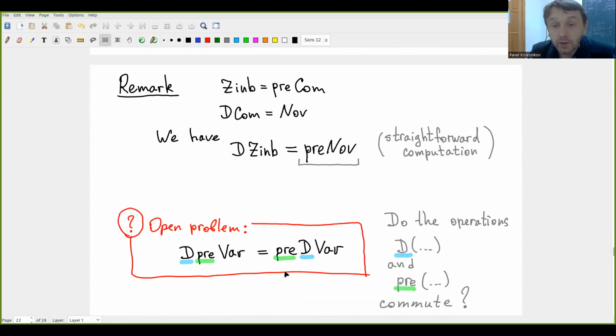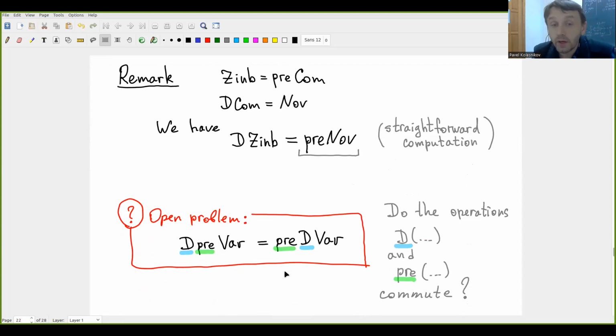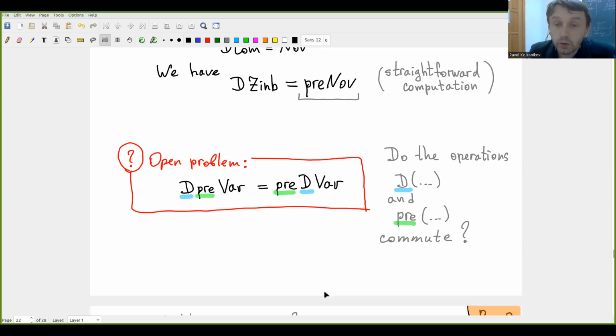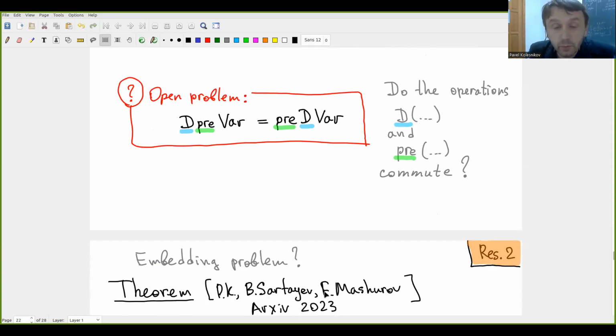This is a problem to which I do not know the answer. For every variety Var, these two operations, getting derived algebras and getting dendriform splitting, do they commute? I don't think this is the case, but still I don't have any counterexample. But for commutative algebras, these two operations actually commute. It can be found by straightforward computation.